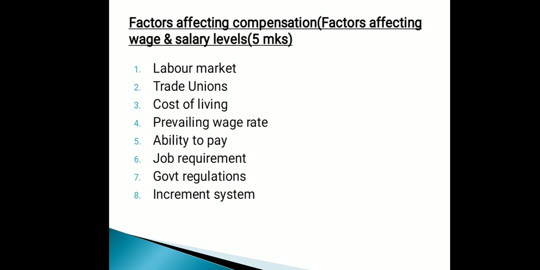Then the next one is the prevailing wage level, or prevailing wage rate. Most organizations fix their pay in keeping with the level for similar jobs in the industry. That is, it will be followed in each and every industry. All the IT group employees come under the IT labor market, the FMCG group of employees come under the FMCG labor market, and all the lecturers come under the lecturer labor market. That is, there will be a common rate prevailing in the market.